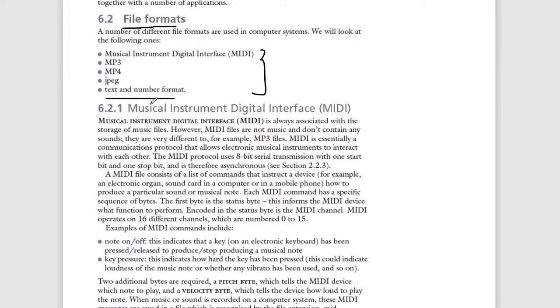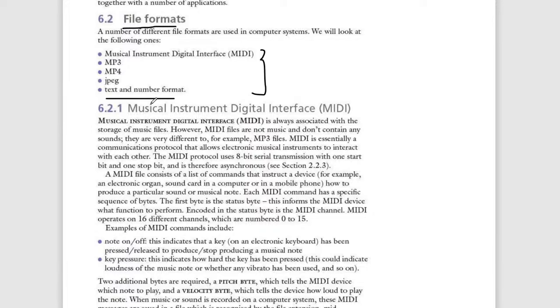The MIDI protocol uses an 8-bit serial transmission, and we have learned serial transmission in the previous videos. Basically, serial transmission is in one direction, 1 bit at a time, with one start bit and one stop bit, and therefore it is asynchronous. We have also looked at asynchronous in the videos that I've been posting on computer science.